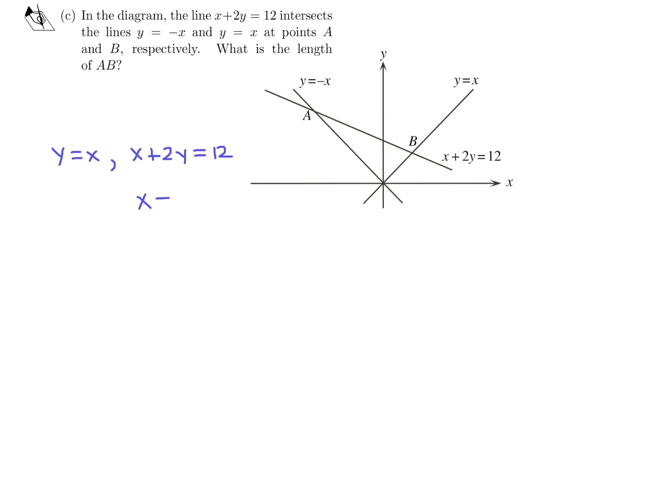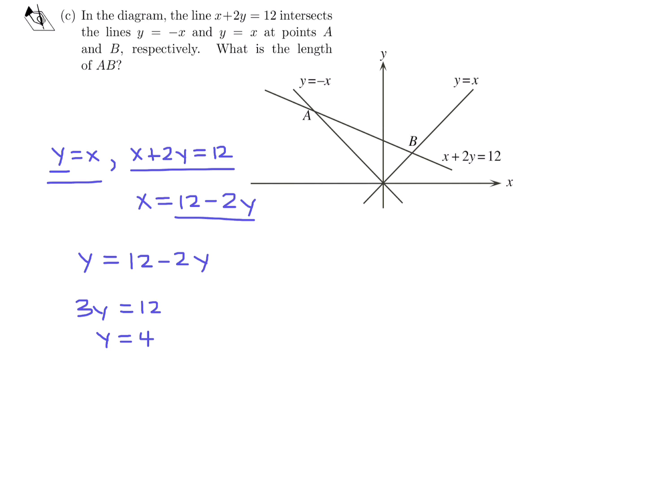If I isolate for x, I just get 12 minus 2y. Now to find the intersection point, we have to set them equal to each other. So x equals this and x equals that, so set them equal to each other, and we will get the following. y is equal to 12 minus 2y, like that. Solving for y, and we get 3y is equal to 12, and therefore y is equal to 4. Substitute that value back into either of those to get the x value, and you'll get x equal to 4.